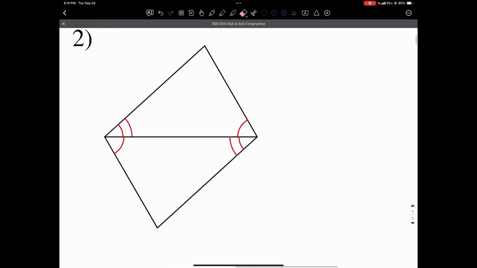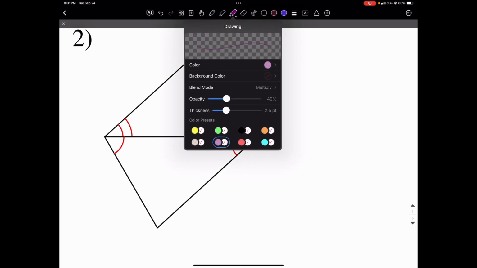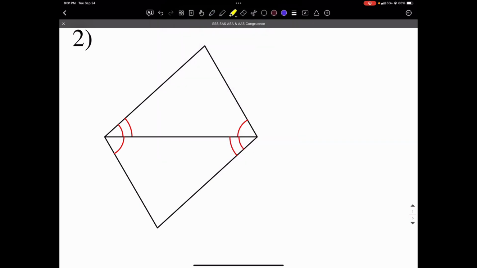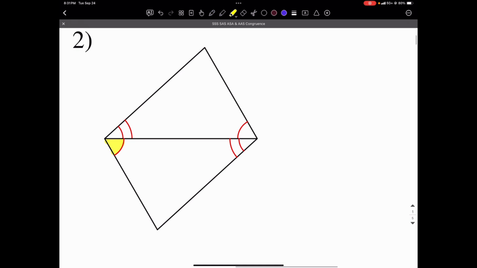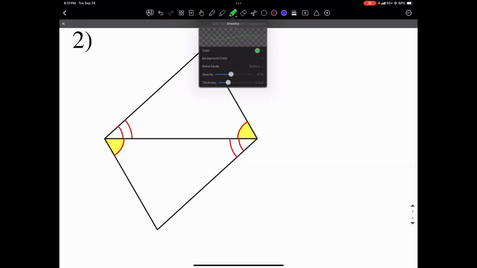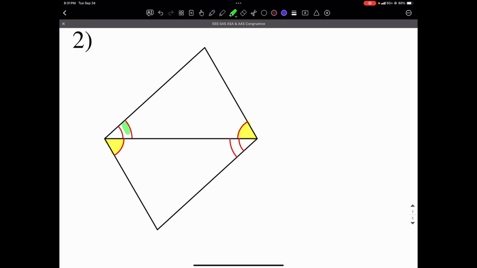Number 2, take notice. You have this angle here. Let me use this yellow color for this first angle. It's got one line. This is the same angle here. It's got one line. Then you have this second angle here. Notice it has two lines, right? So those angles are congruent.